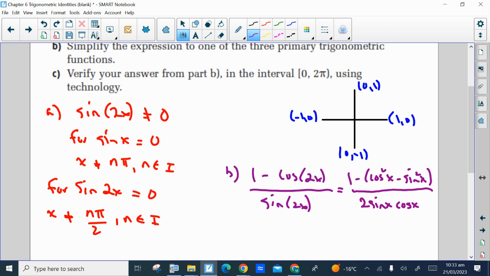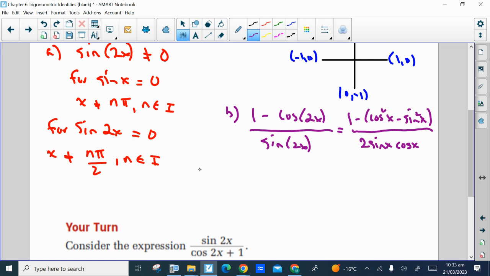Sine 2x equals 2 sine x cos x. Again, it's on the formula sheet. You don't have to memorize these. So to simplify this, on top, I'll remove the brackets. I'll get 1 minus cos squared x plus sine squared x. Right? You have a minus sign in front of the bracket. It changes all the signs inside.